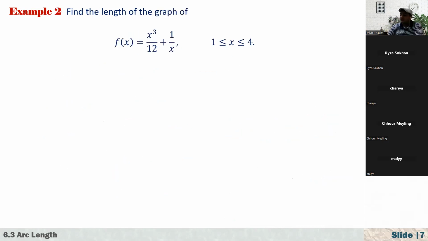Another example, that one is just a simple one, but sometimes you should be really careful when you're simplifying the expression 1 plus f prime of x squared. If you make just one mistake, you will be stuck in your integration calculation because the expression is under the square root. Anyway, again, first, let's calculate our f prime of x squared.